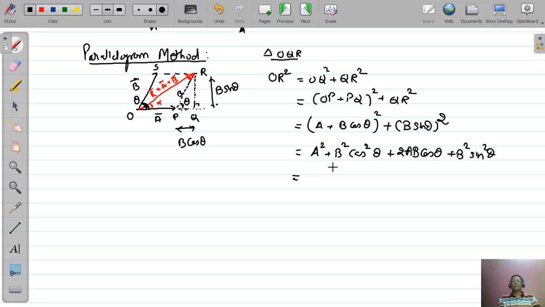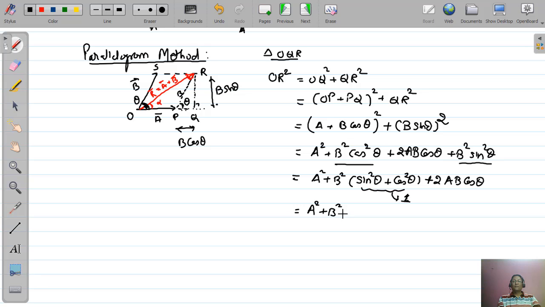It is equal to, now we combine these two terms, a square plus b square times sin square theta plus cos square theta, plus 2ab cos theta. This sin square theta plus cos square theta is 1 from the trigonometrical identity. Identity means the value is the same constant for each and every angle. Here theta may be any angle, sin square theta plus cos square theta is always 1.